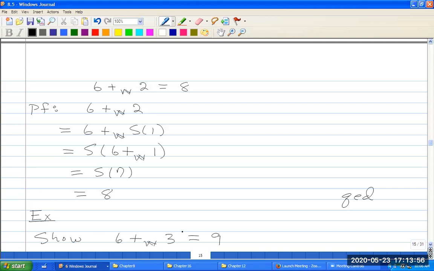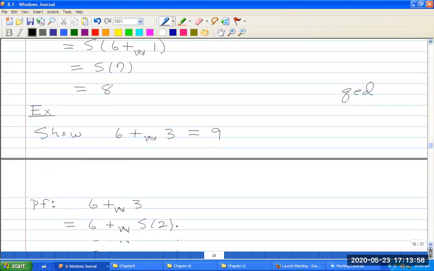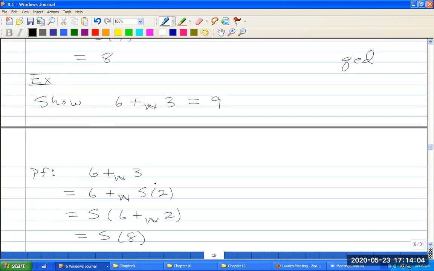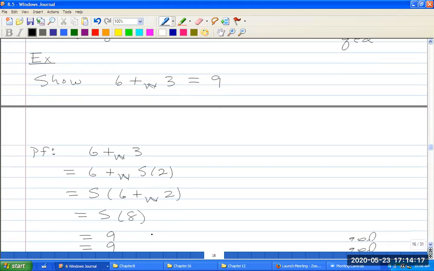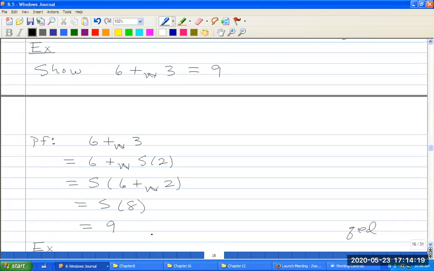Well, the successor of 2 is 3. Therefore, 6 plus 3 is the same as 6 plus the successor of 2, which by our construction had to be the successor of 6 plus 2. But we found that 6 plus 2 is 8. The successor of 8 is 9. We denote it by 9.